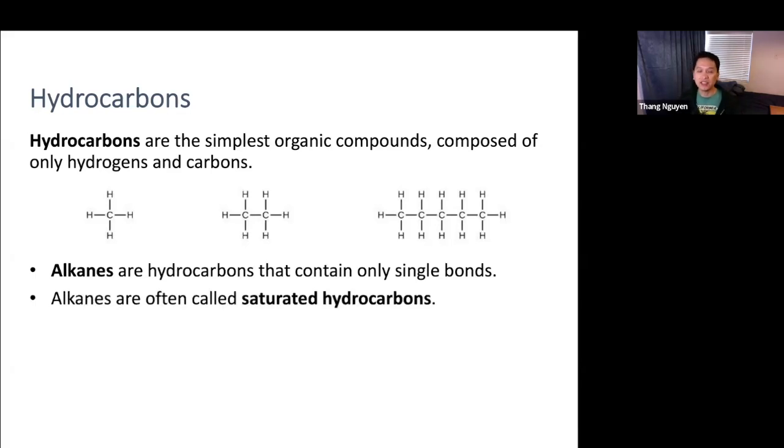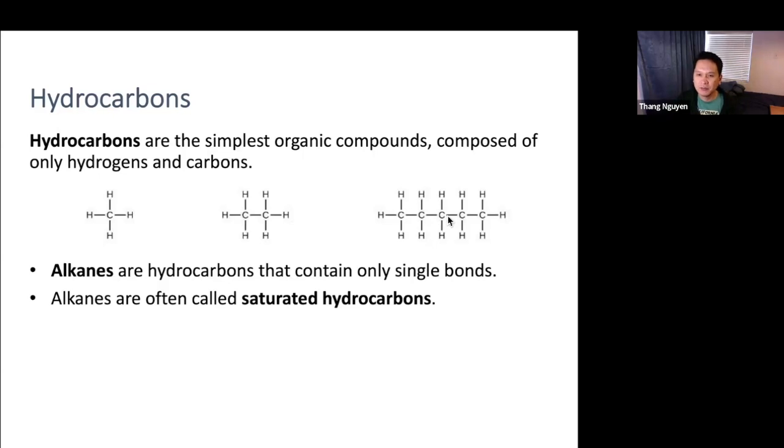Alkanes are often called saturated hydrocarbons. Remember, because carbon can only have 4 bonds. So this carbon, for example, can only have 4 bonds, and it's connected to 1 carbon already, so it can have 3 more bonds. So we fill all those 3 bonds with hydrogen. We saturate that carbon with the most amount of hydrogens possible. That's why we call these kinds of hydrocarbons saturated hydrocarbons, right?